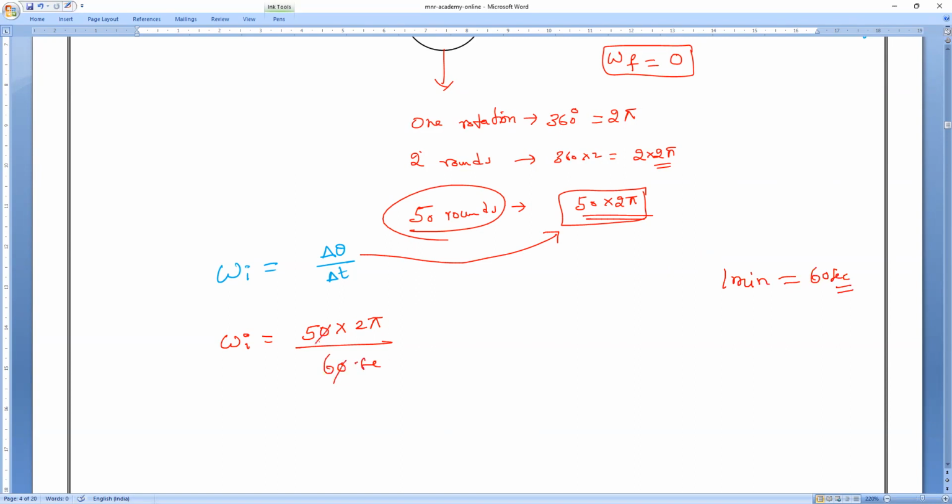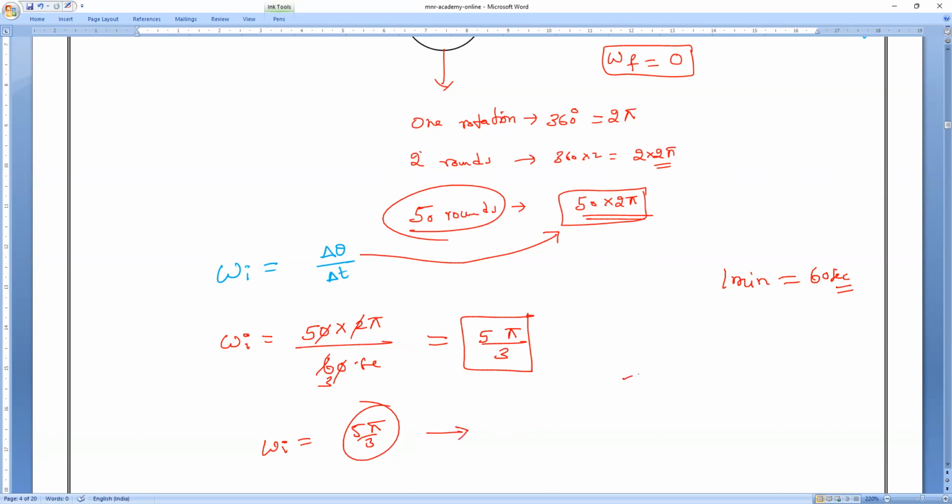So now 0, 0 will get cancelled. 2 ones are 2, 3 threes are. So what is the answer? 5 pi by 3. So that is the initial velocity. So initial velocity is how much, everybody? 5 pi by 3. Clear?